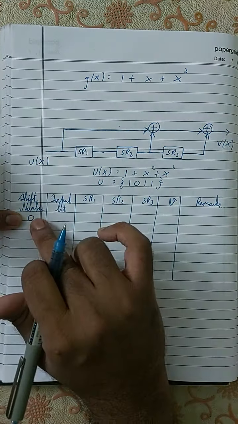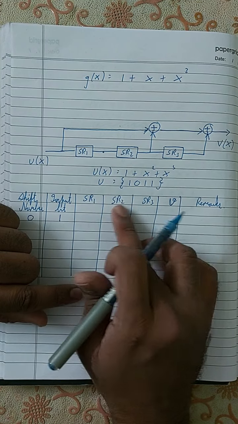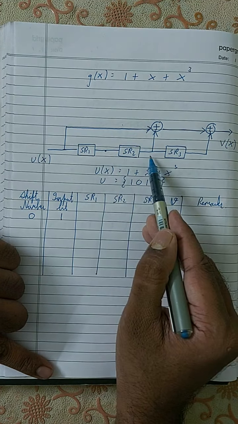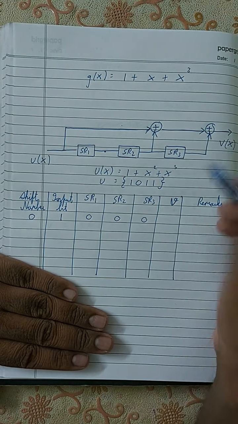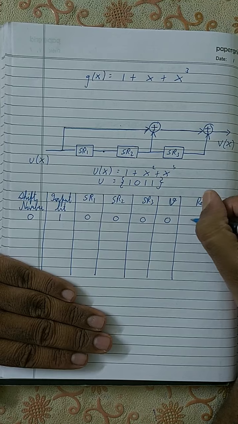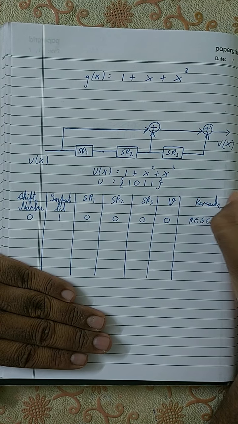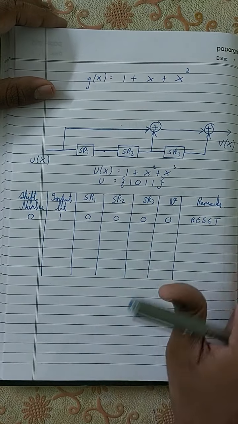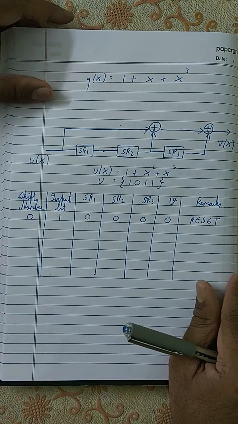So first I'll place this one over here, and the content of the shift register, that is the output of SR1, the output of SR2, and the output of SR3, are all zeros because no value is over here, and also the output is 0. Hence we say that the circuit is in the reset position or static position, reset mode. It's in the reset position because we haven't done any shifting cycle.